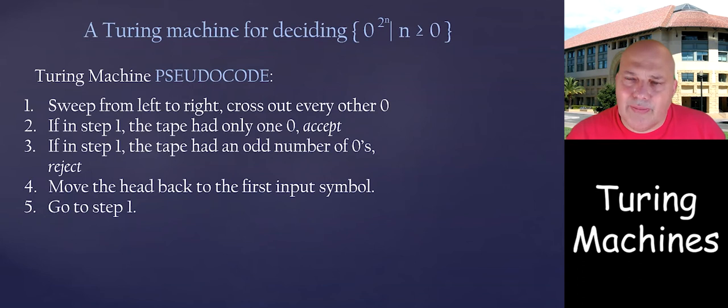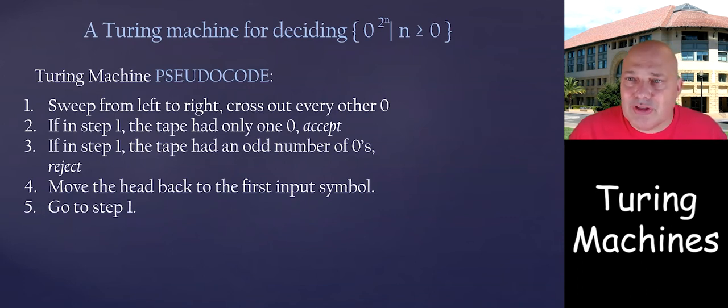If neither of those happened, so you don't have a single zero and you don't have an odd number of zeros, you crossed out half of the zeros and you move back to the beginning, and you continue from state 1 again. So it's kind of a loop. You cross out every second zero. If you have one zero, then you're accepting. If you have an odd number of zeros, you're rejecting. And you do it continuously. This will end because each time you're going to have fewer zeros. So it's going to end, either by accepting or rejecting.